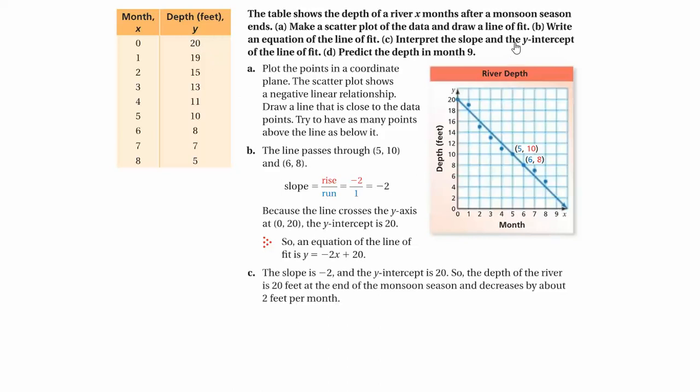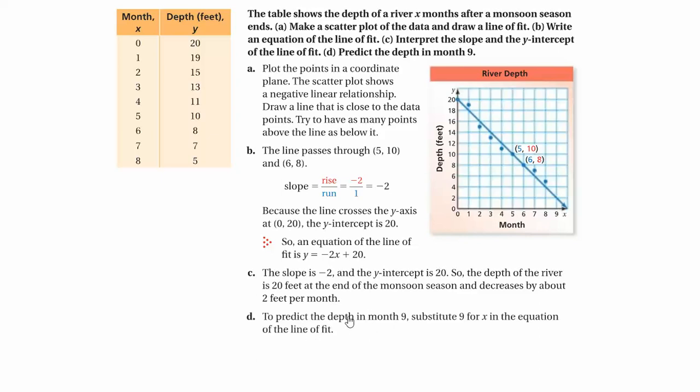C then says to interpret the slope and the y-intercept. The slope is negative 2 and the y-intercept is 20, so the depth of the river is 20 feet at the end of the monsoon season and decreases at 2 feet per month. That's what that means. Decreases 2 feet per month, and this is where the depth of the river is at the end of the monsoon.